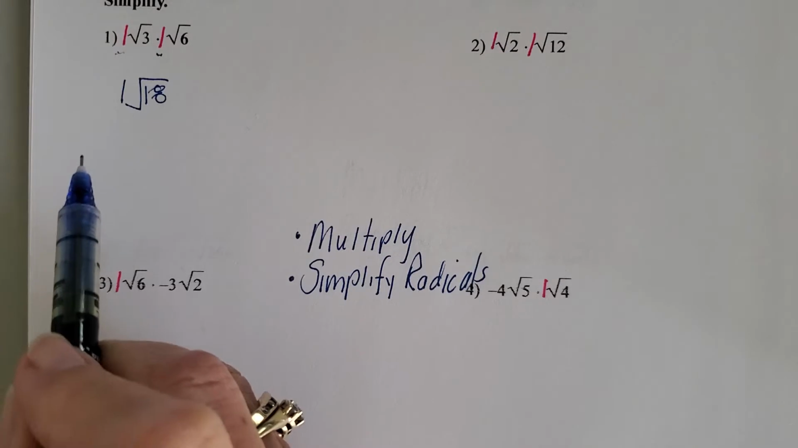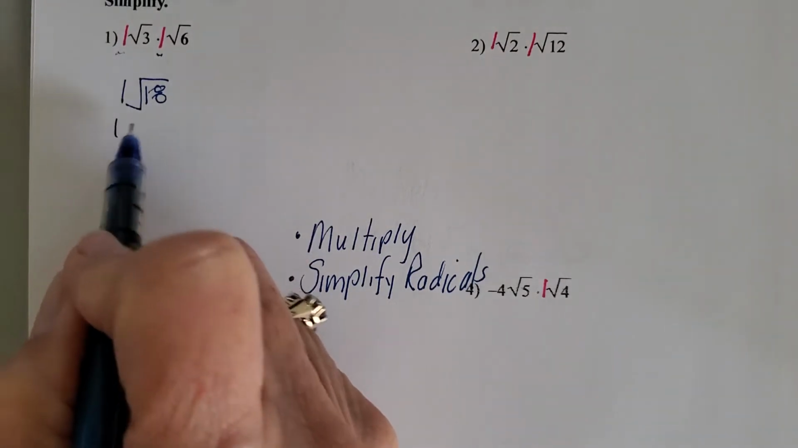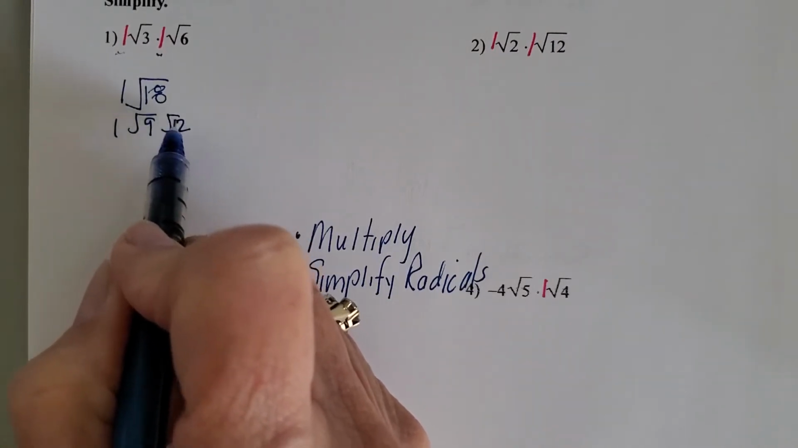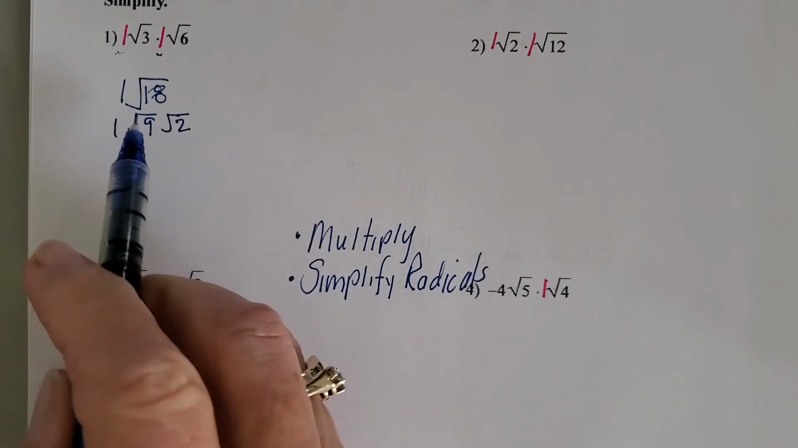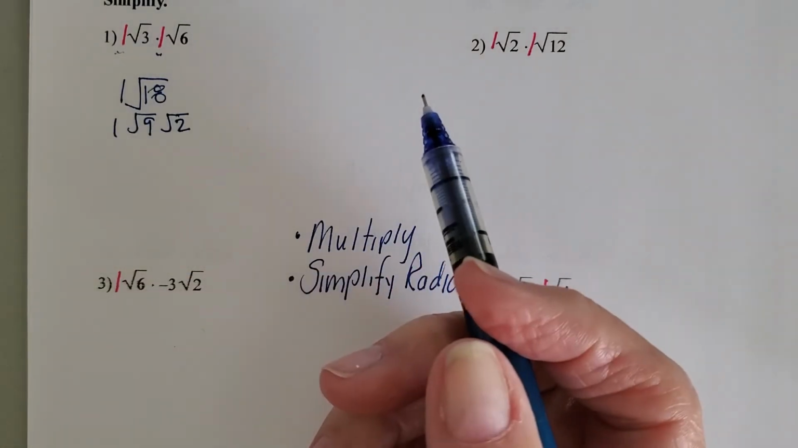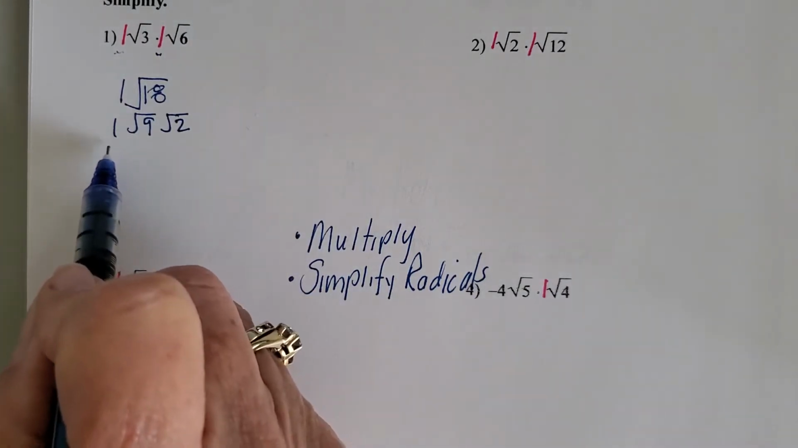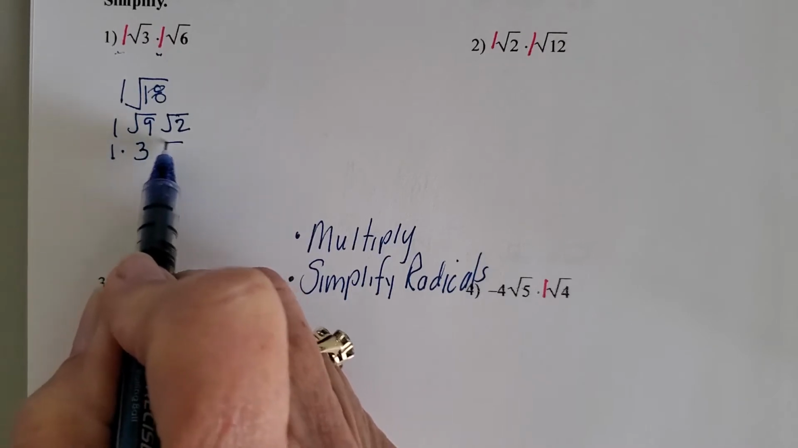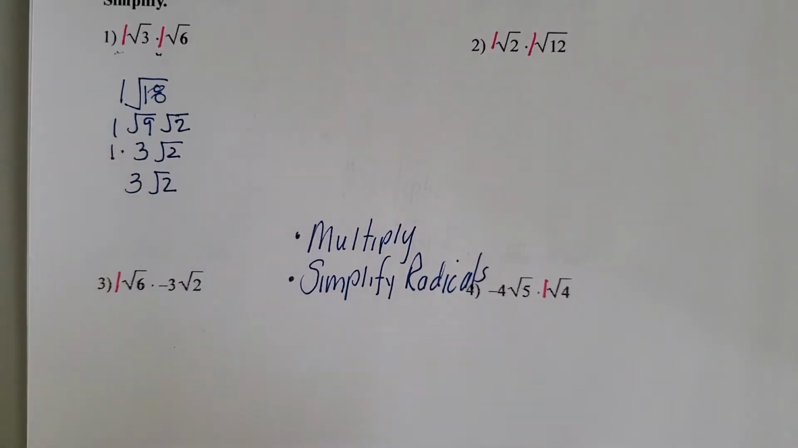And then we need to simplify that 18. So we can factor that to a radical 9 times a radical 2, right? Always putting the perfect square first. We could factor it with 6 and 3, but neither of those are perfect squares, so that doesn't really help us. So what we end up here is 1 times 3, right? The square root of 9 is 3. Radical 2, or 3 radical 2.